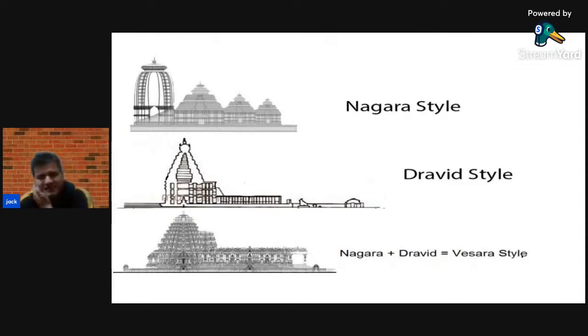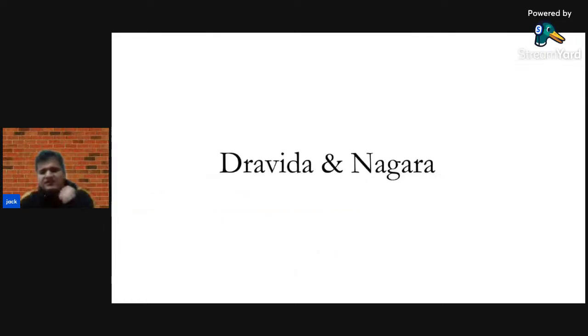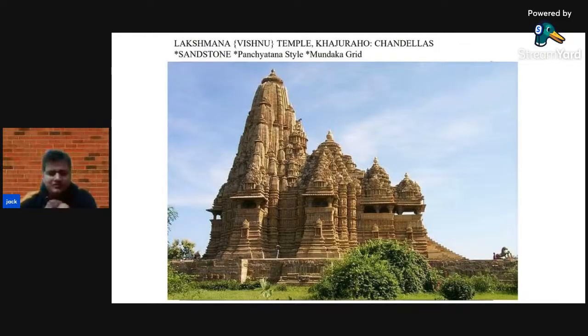In the Nagara style architecture, this is the Lakshmana temple dedicated to Lord Vishnu, and it was built by the Chandela king in Khajuraho. So this is a proper Nagara style architecture, and we will understand it like the height. This height is known as the Adhishthan, on which the temple is built.